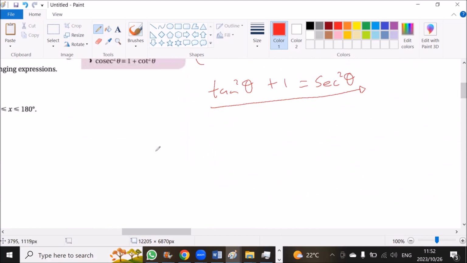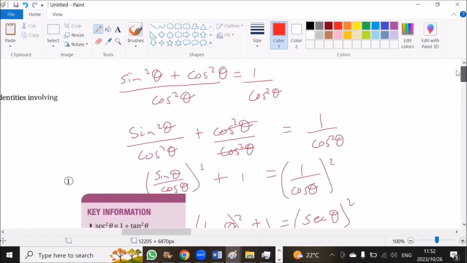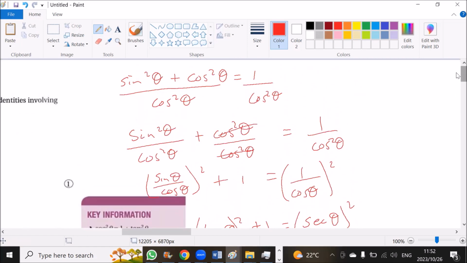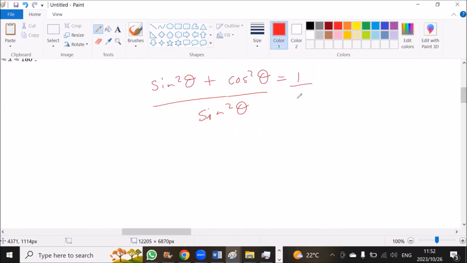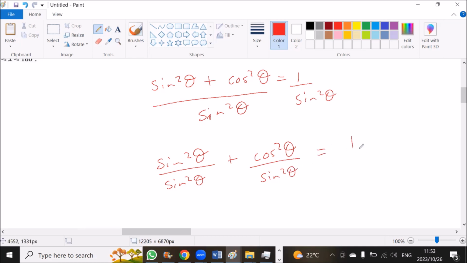Another identity can be formed from the same. Sine squared theta plus cos squared theta is equal to 1. Here we divided by cos squared theta, we can divide by sine squared theta, dividing both sides by sine squared theta. So we have sine squared theta over sine squared theta plus cos squared theta over sine squared theta, which is 1 over sine squared theta.